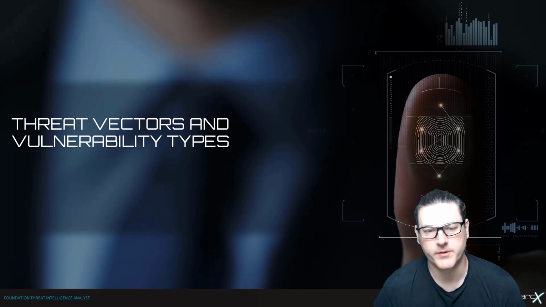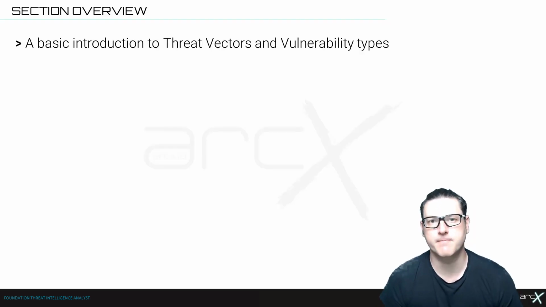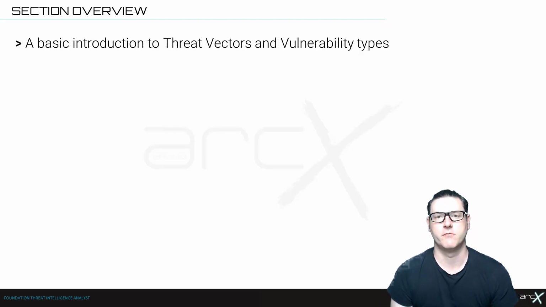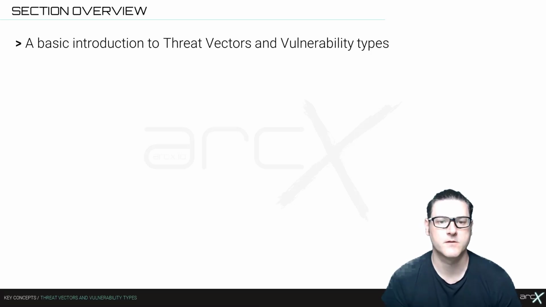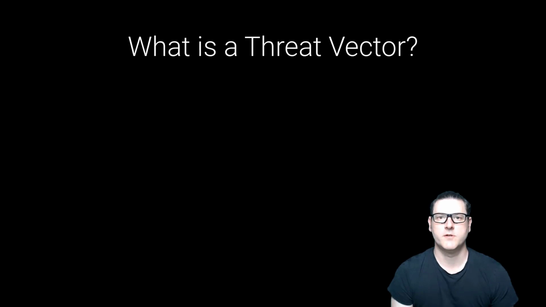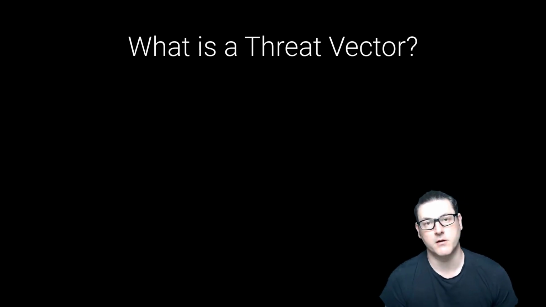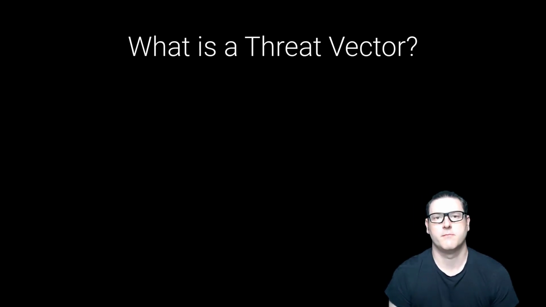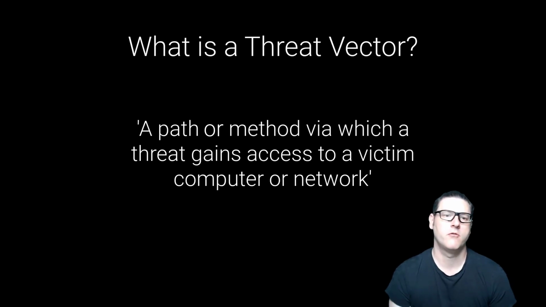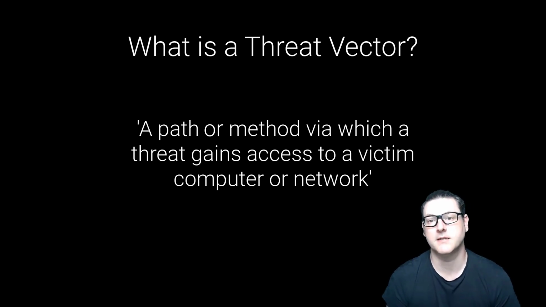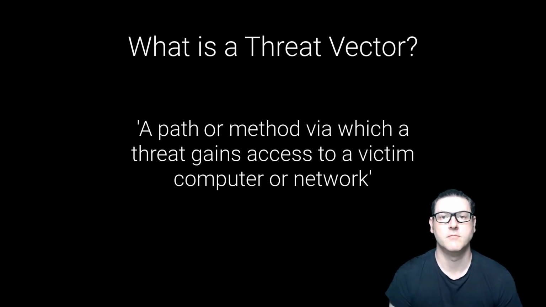Threat vectors and vulnerabilities. This is intended as a basic introduction to threat vectors and vulnerabilities and how they can be used in cyber threat intelligence. So let's begin with some basic definitions to add to our growing list. What is a threat vector? Simply put, it's a path or a method by which a threat gains access to a victim computer or network.